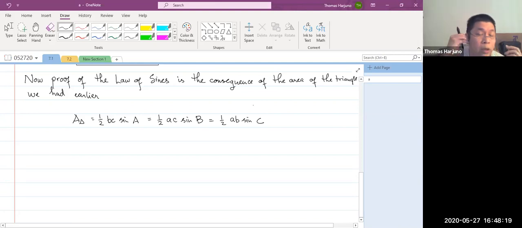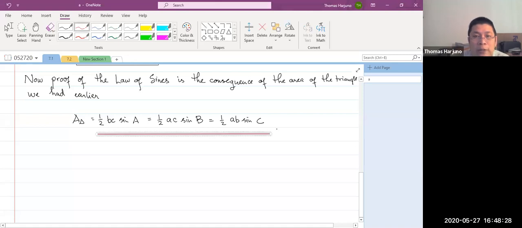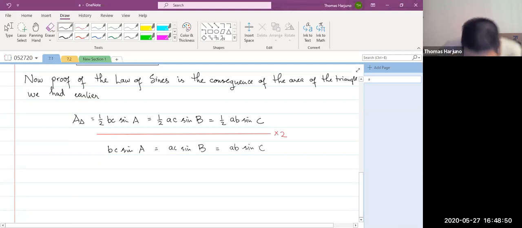Now, what we will do next is, let me do this first. Let me multiply by 2 for the last three expressions. I multiply this by 2 first. So I get BC sine A equals to AC sine B equals to AB sine C. That's in the same triangle.